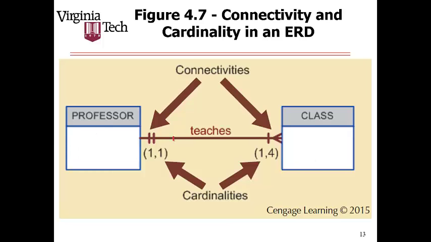So here's an example of connectivities and cardinalities. Connectivity is the idea of one instance of professor teaches one or many instances of class. And of course, I like to read these backwards, where one instance of class is taught by one and only one instance of professor. Now, that's the connectivity. The cardinalities are when you actually specify the min and the max. And here, we see that there is a max in this world on the number of classes a professor could teach.